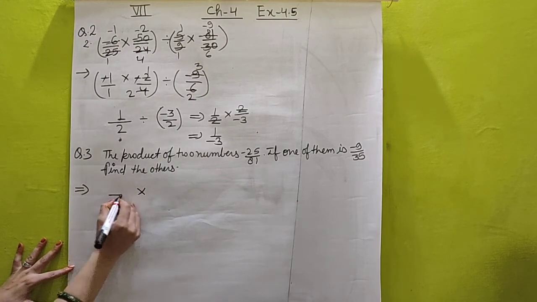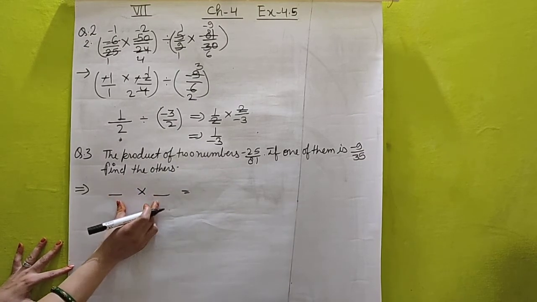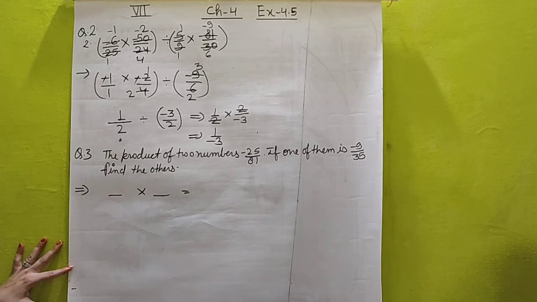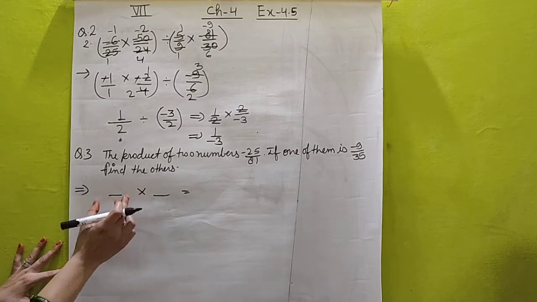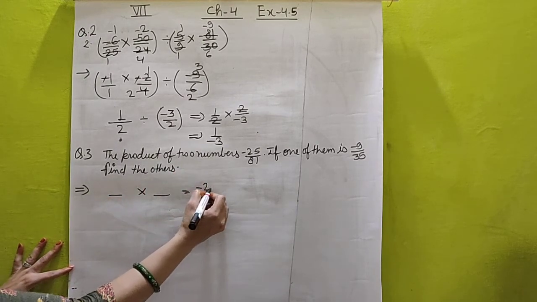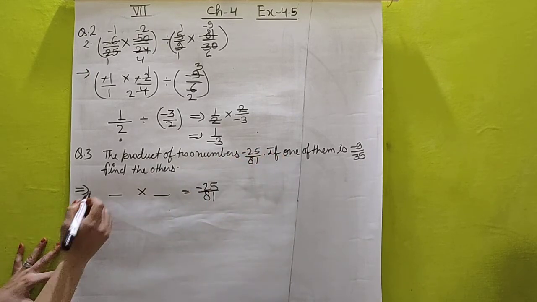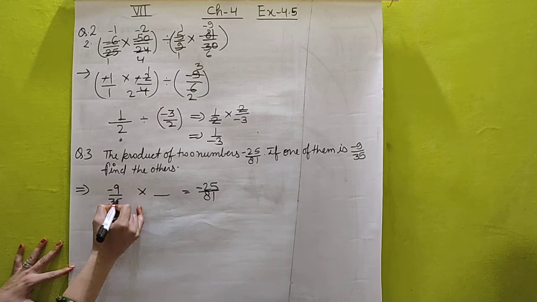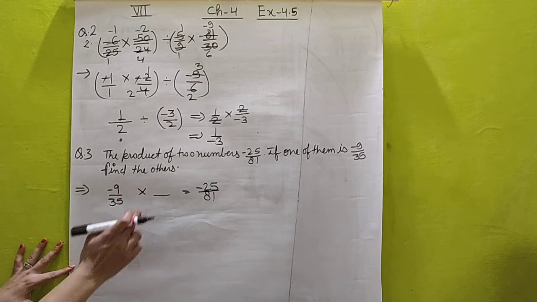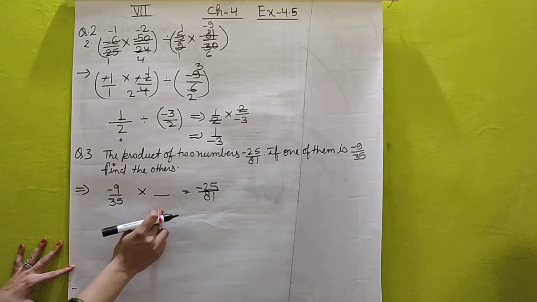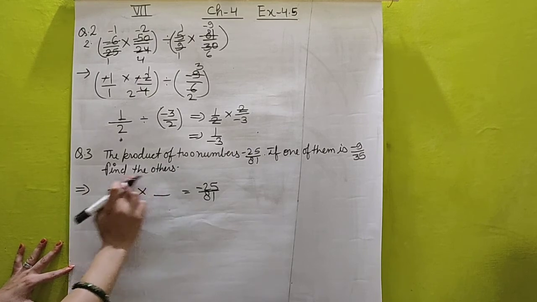So first of all we will make a statement. The product of two numbers, we don't know those two numbers, so we can write dash dash. The product of two numbers is equal to minus 25 upon 81 and one number is minus 9 upon 35. So I can write here minus 9 upon 35. I don't know that number. Next one, and he is saying find the other.